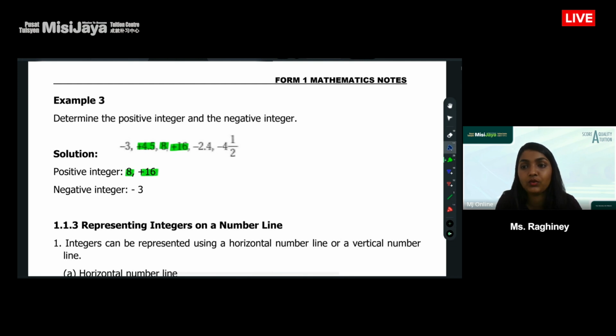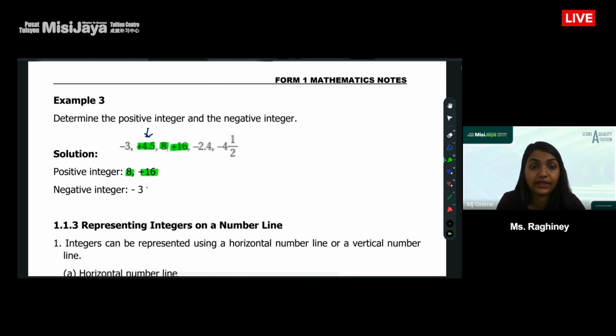So actually, what happened to our positive 4.5? It is not considered an integer because it is a decimal. All right. Decimals and fractions are not integers. Integers are always whole numbers. Okay. Whole numbers like 8 and 16. There's no fraction, like a part of a whole number. No, it has to be a whole number.